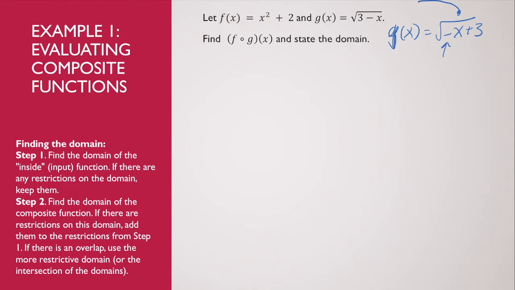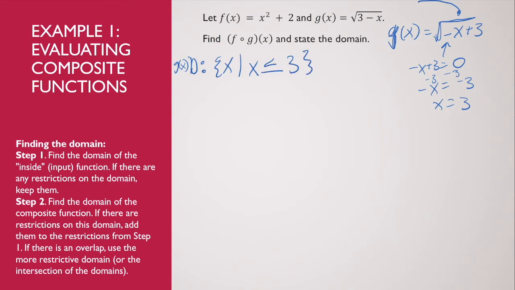So when would negative x plus 3 be equal to 0? That way I can figure out when my graph starts. Well, negative x equals negative 3 after subtracting 3, so I get x is 3. So the domain of g of x is going to be as long as x is less than or equal to 3. Because here's my graph, and this is 3. As long as my x value is less than or equal to 3, we're good.